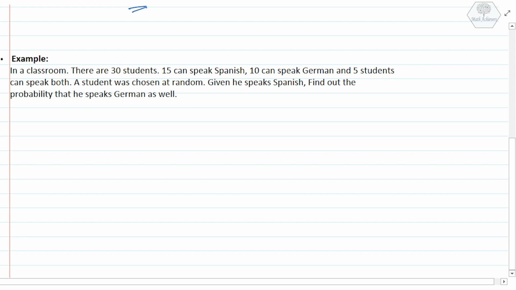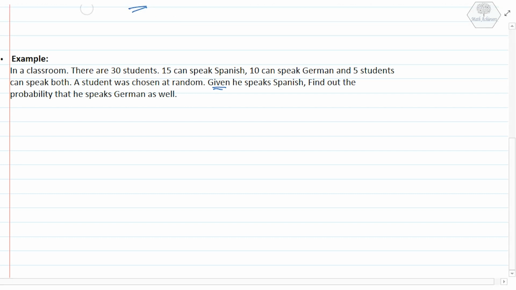In a classroom, there are 30 students. 15 can speak Spanish, 10 can speak German, and 5 students can speak both languages. A student was chosen at random. Given he speaks Spanish, find the probability that he speaks German as well. Since I started my question with "given", this is a conditional probability. As always, I start solving a similar question by drawing a Venn diagram.